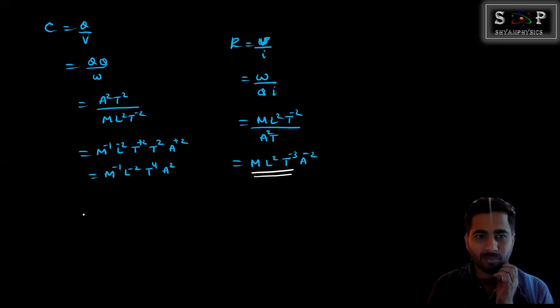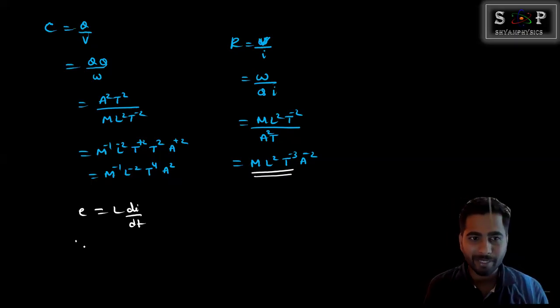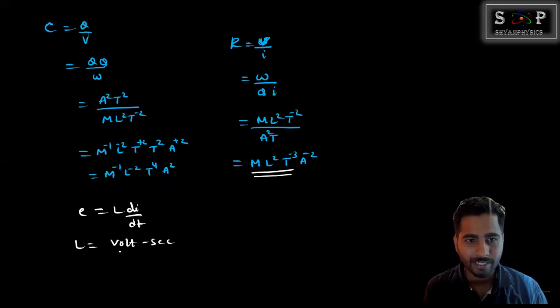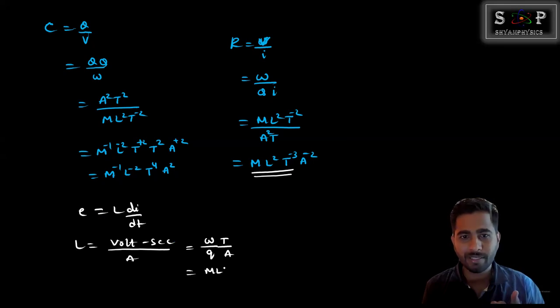We'll toss it with one more time inductance. EMF is equal to L di by dt. Correct now? So L will be equal to volt second by ampere. Volt is nothing but work done by charge, second time divided by ampere. So work done is M L^2 T^-2.